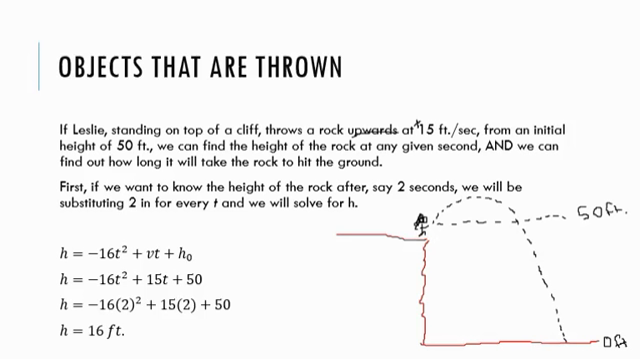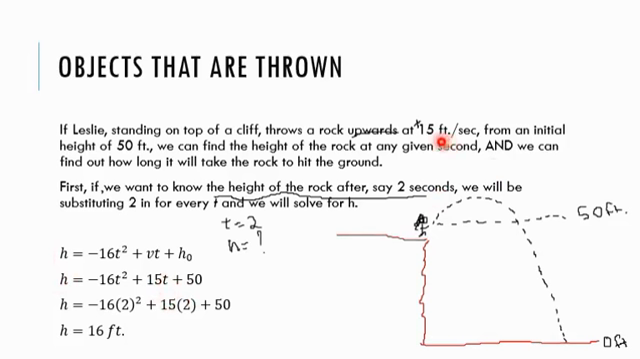The other way is like this problem. If we want to know the height of the rock after 2 seconds, so I'm given t equals 2 seconds, and I'm asked to find h. So after 2 seconds, how high will my rock be? Well, if we look at the problem, you start with the vertical motion equation. I'm going to substitute all my variables in from the problem.